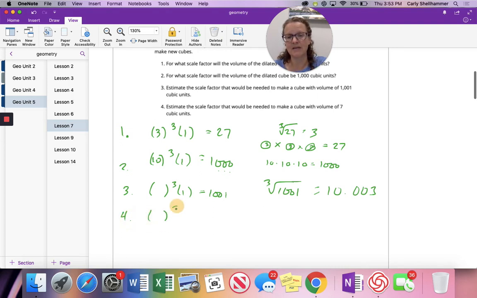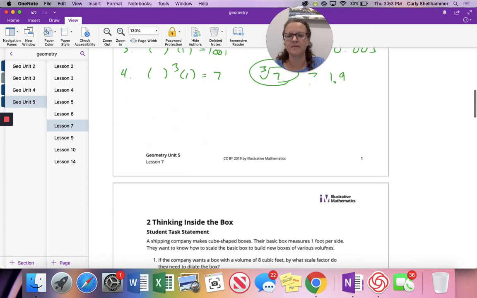So it's something cubed times the original is 7. Okay, it's the cube root of 7. It doesn't really matter what it really is. It's approximately 1.9. If I cube 1.9, I get close to 7.